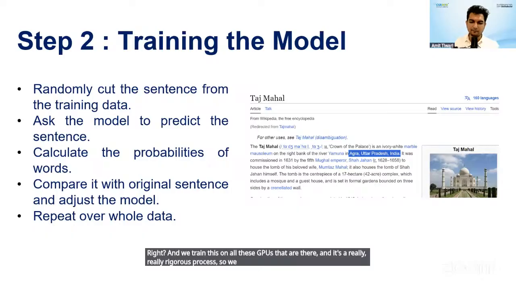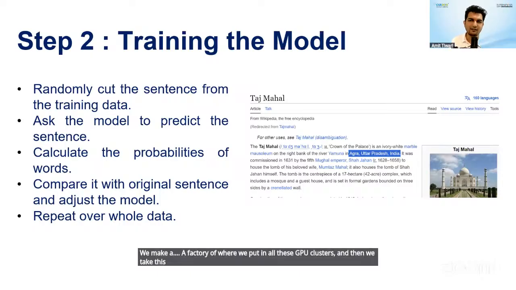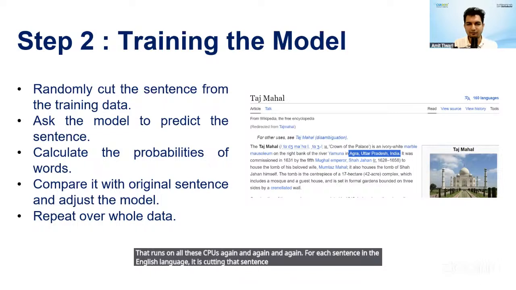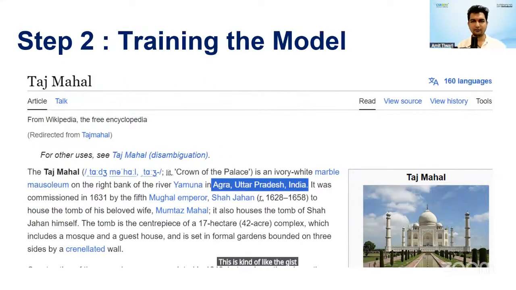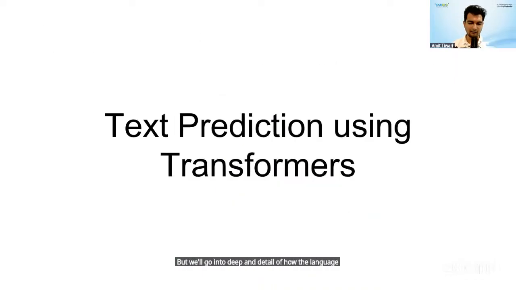So we make a factory where we put in all these GPU clusters, and then we take this large data set that runs on all these GPUs again and again and again. For each sentence in the English language, it is cutting that sentence in half, asking it to predict the next token, cutting that sentence in half, asking it to predict, and learning what word comes after what word through this process. This is the gist of how it learns, but we will go deep into the details of how the language modeling or predicting happens.